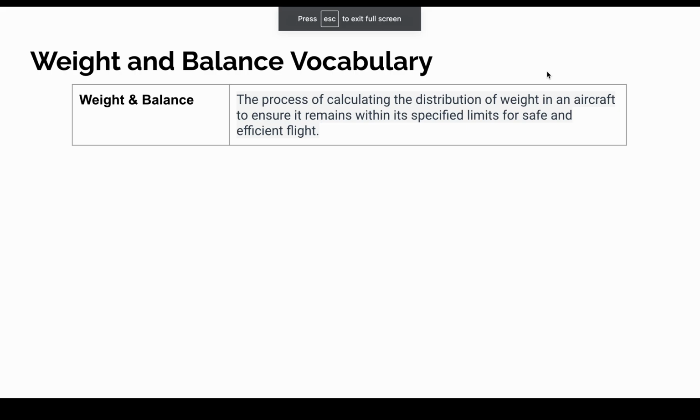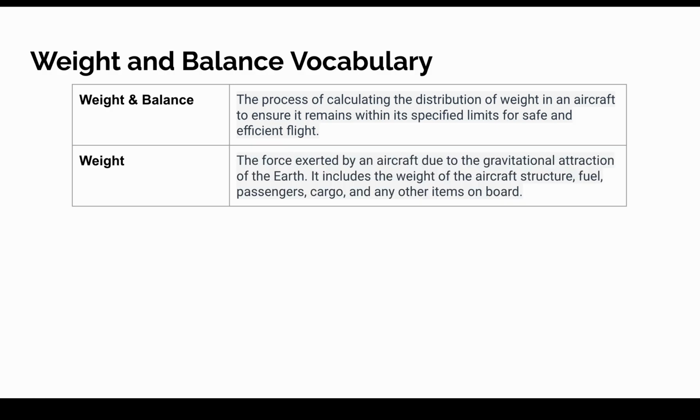First thing, weight and balance. This is the process of calculating the distribution of weight in an aircraft to ensure it remains within its specified limits for safe and efficient flight. Weight. This is the force exerted by an aircraft due to the gravitational attraction of the Earth. It includes the weight of the aircraft structure, fuel, passengers, cargo, or any other items on board.